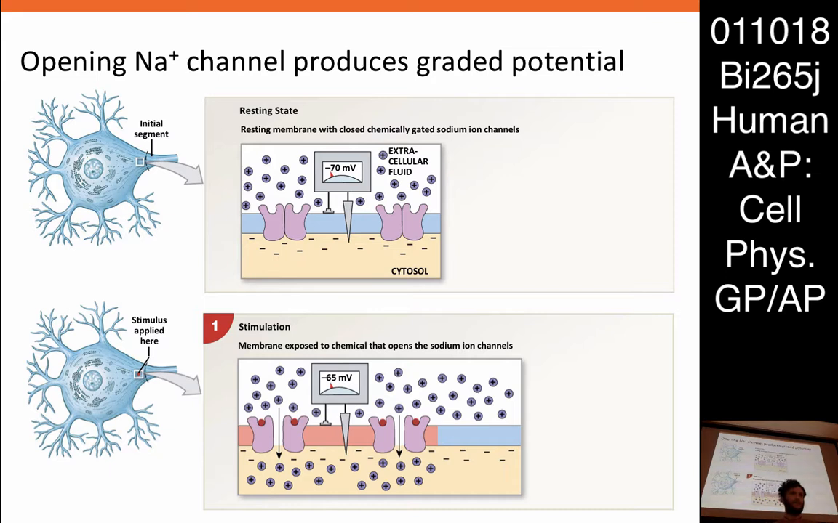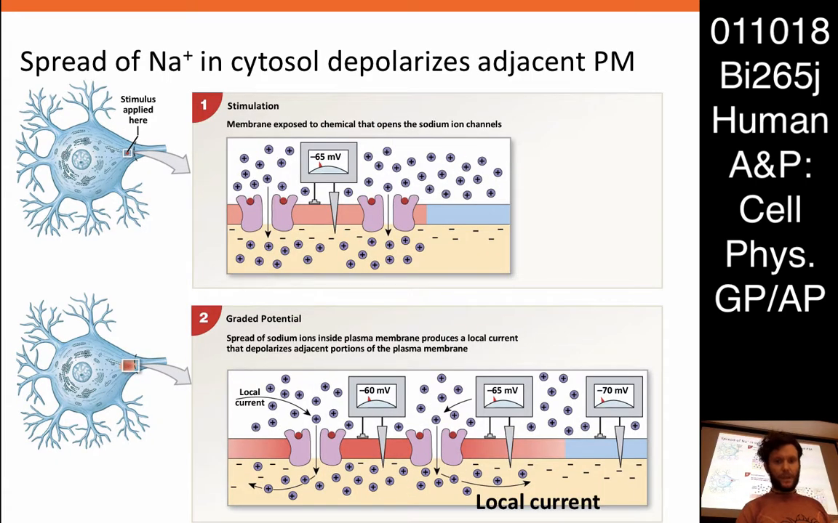Yeah. So resting potential is minus 70. Equilibrium for potassium is minus 90. And sodium is plus 66. So we've opened up this sodium channel, and sodium's going to start coming in. We're going to start heading towards plus 66. So we start depolarizing the cell.